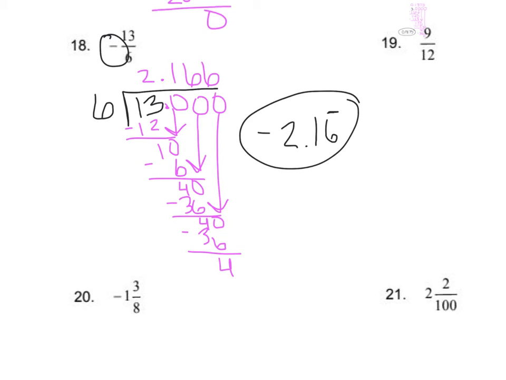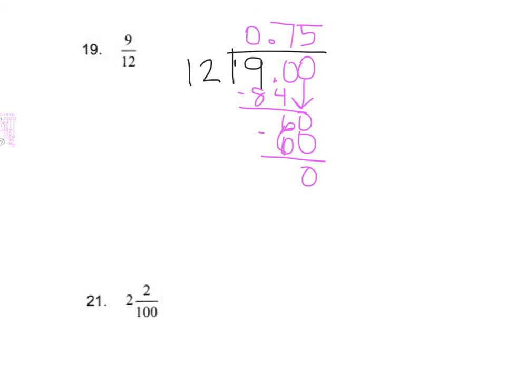All right, now you try number 19. All right, this one should have been easy peasy. So I get 0.75. There was no remainder, so it's a terminating decimal. There's no whole number, no negative I need to bring down. So that is my final answer.